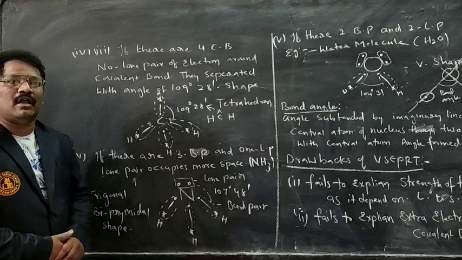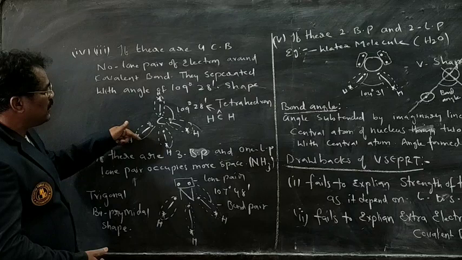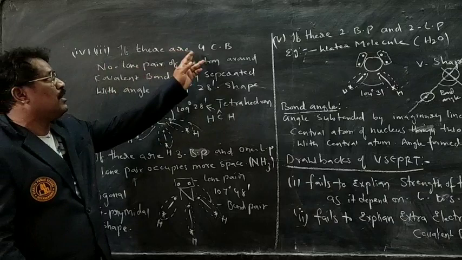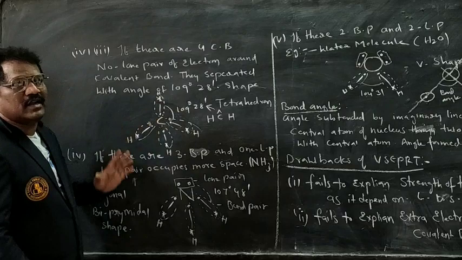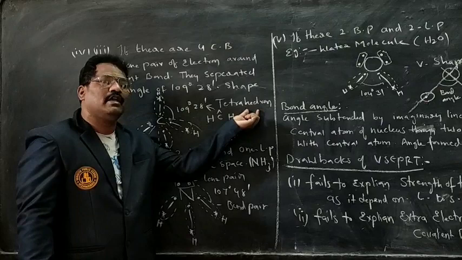If you go for carbon atom, 4 electrons are the unpaired electrons, and those 4 electrons are shared by 4 hydrogen atoms and form 4 covalent bonds. Means 4 bonded pairs are existing. There is no possibility of existing any lone pair of electron. At that particular time, what is the bond angle? We found that bond angle is 109 degrees 28 minutes, and the shape of the molecule is called tetrahedron shape.